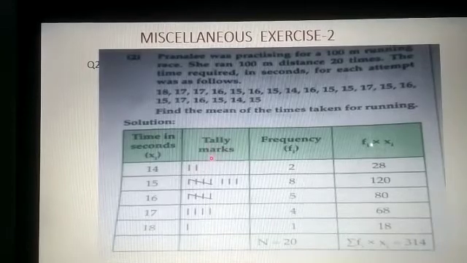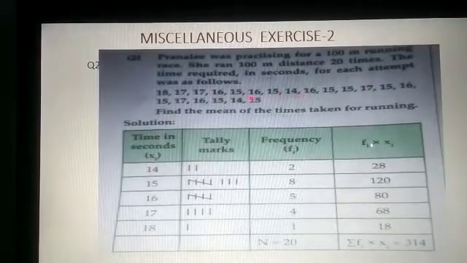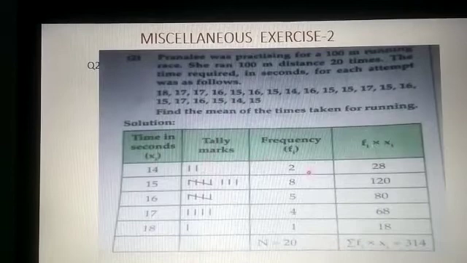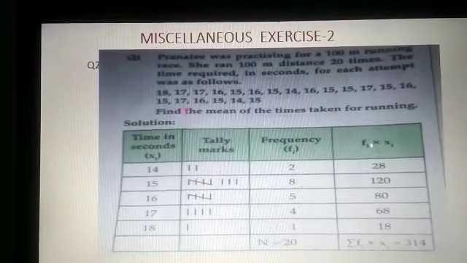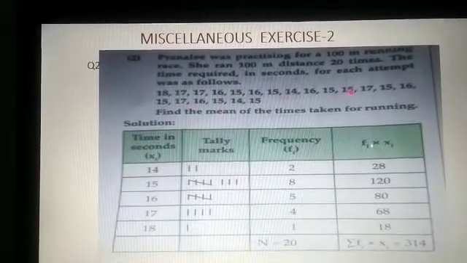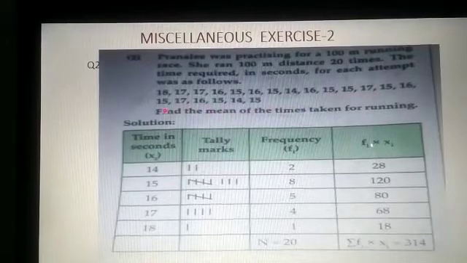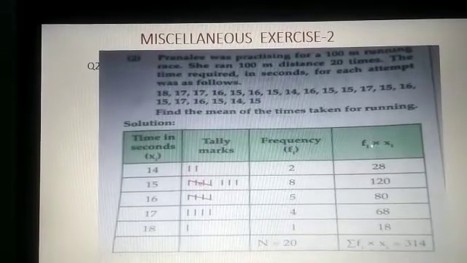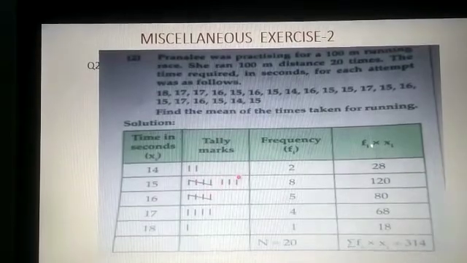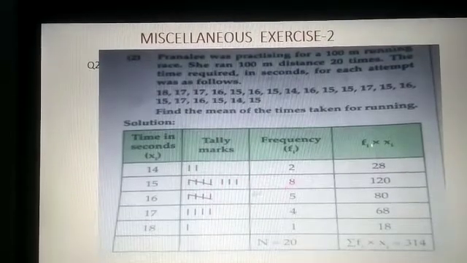Then for tally marks we have to count the number 14. How many times does 14 come in this list? So let's count here: 1, then 2. So 14 comes 2 times. So the tally marks will be 2 and the frequency is 2. Okay. And now 15. How many times does 15 come? 1, 2, 3, 4, 5, 6, 7 and 8. So 15 is coming 8 times. So draw the tally marks 1, 2, 3, 4 and this diagonal will be 5. Then 6, 7 and 8. So the frequency is 8.